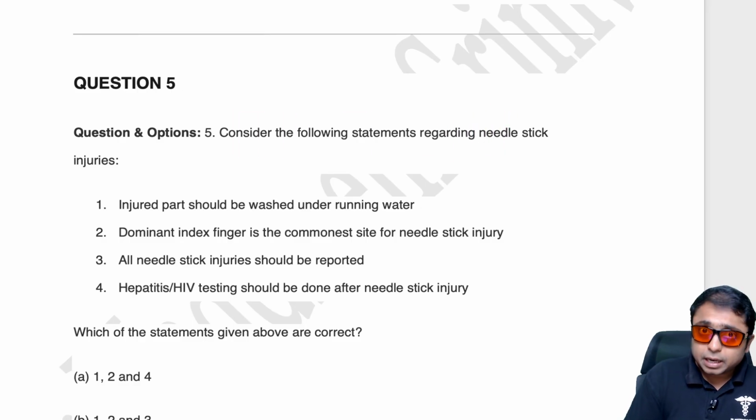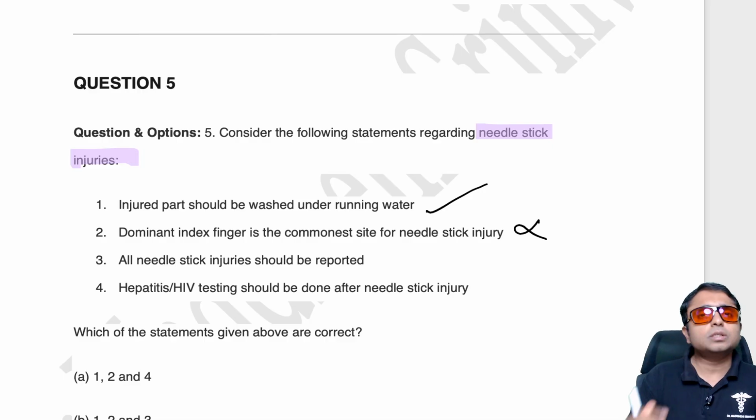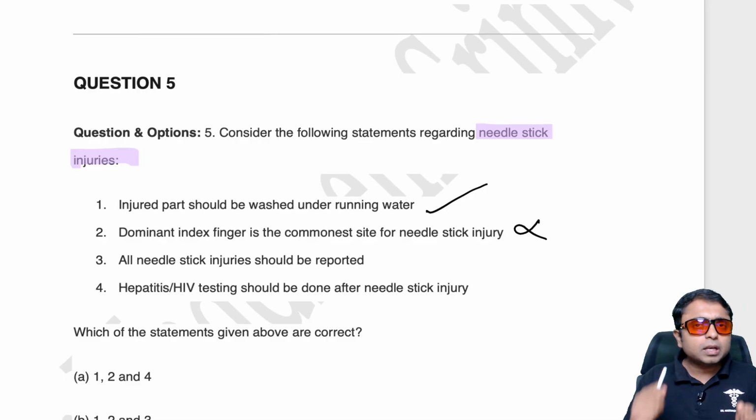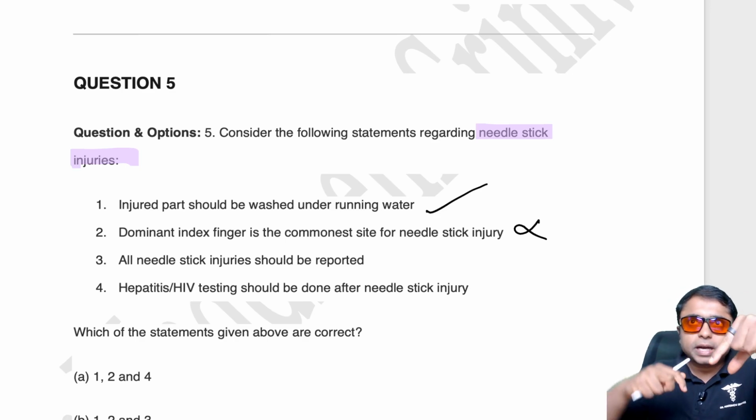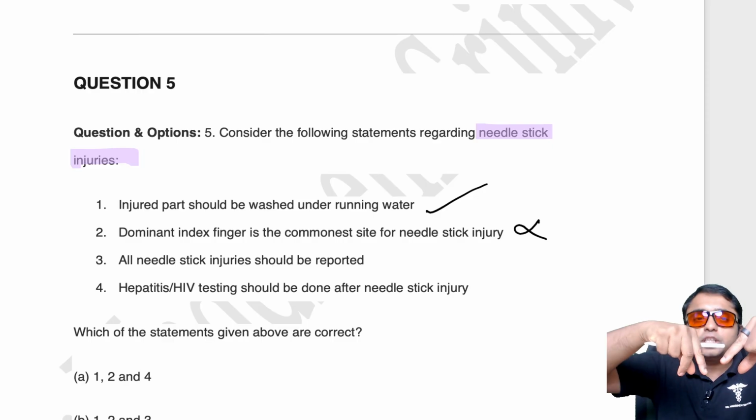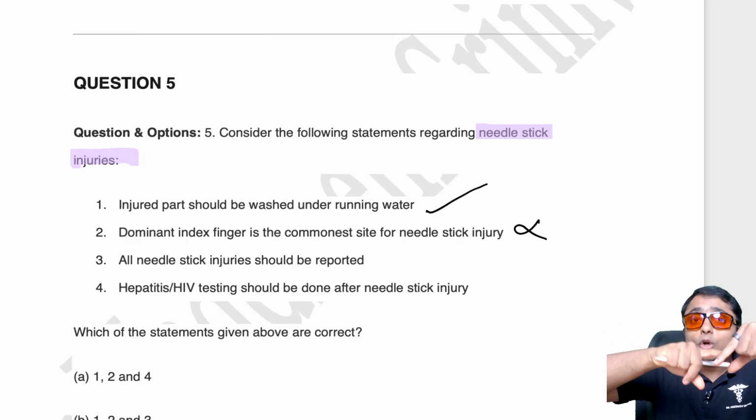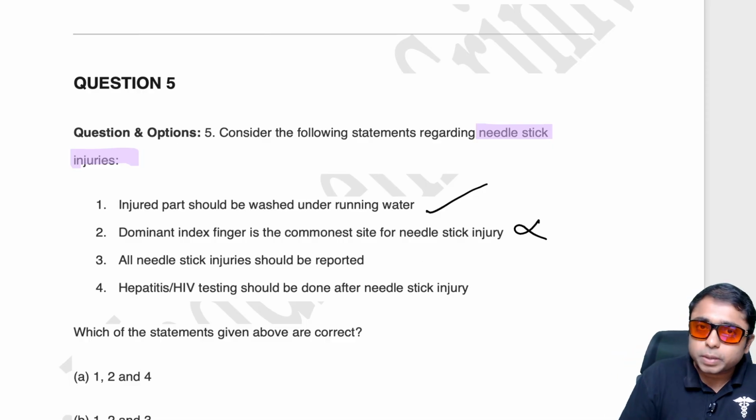Next, it is again related to HIV, or we can say needle stick injury. So what are the do's and don'ts in this case? Injured part should be washed under running water, absolutely correct. Dominant index finger is not the commonest site for needle stick injury. The dominant hand is used to fill the syringes, whereas the non-dominant hand will hold the skin, and if there is a slippage, the non-dominant hand's thumb and index finger are the ones which are going to be affected most commonly, but not the dominant hand.